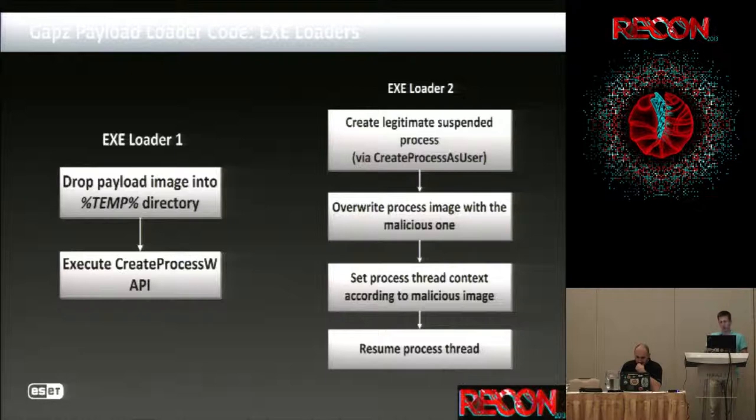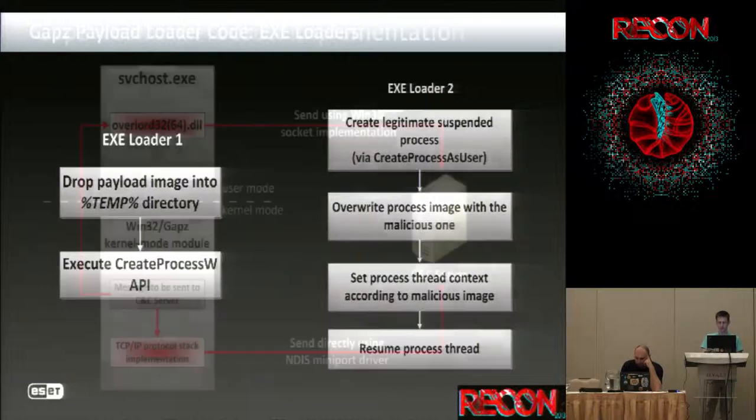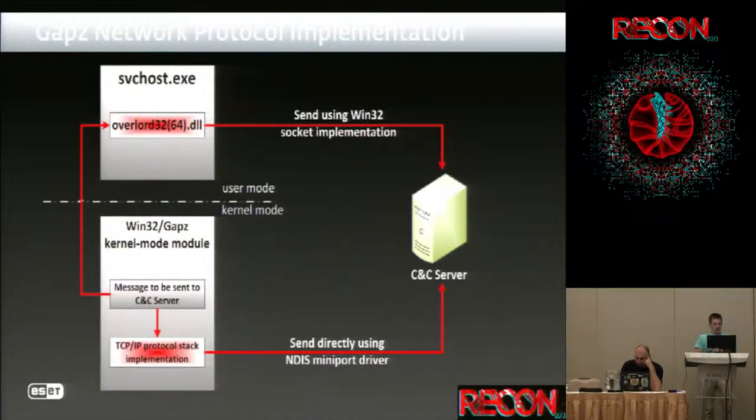Of the two exe loaders, one is very simple and straightforward. It just drops the payload in the temp directory and runs the process. The second is a bit tricky. It creates a legitimate suspended process like iexplore.exe or svchost.exe, and then overwrites the process image with the payload image, fixes the thread context so that the EIP register points to the entry point of the new module, and then the process is resumed. So let's talk about the Gapz network protocol implementation.